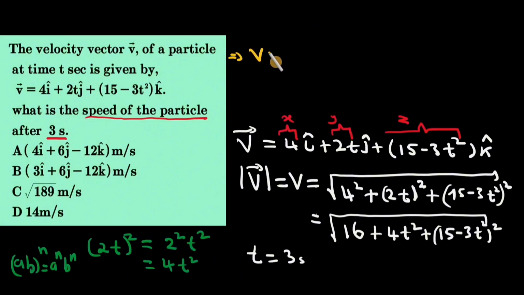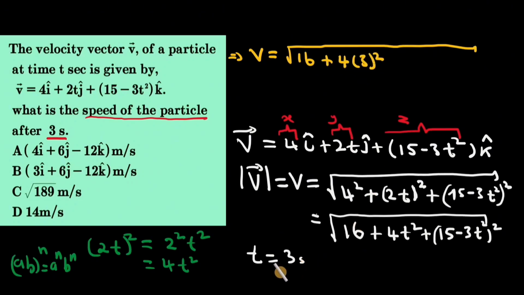That means v equals the square root of 16 plus (4 into 3), all that squared. So I'll be substituting 3 in the place of t. Anytime I meet t, I put 3 there, like here. That was 4t, and I put 3 in the place of t, plus (15 minus 3 into 3), all that squared. That's the square outside the bracket.